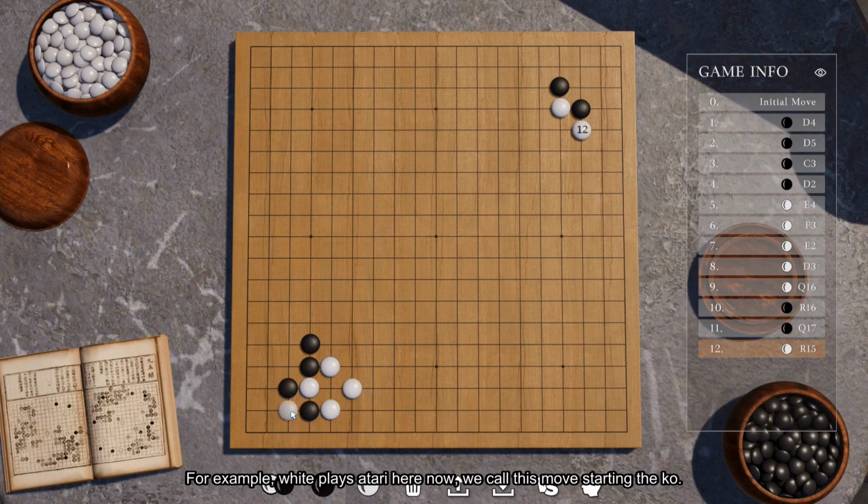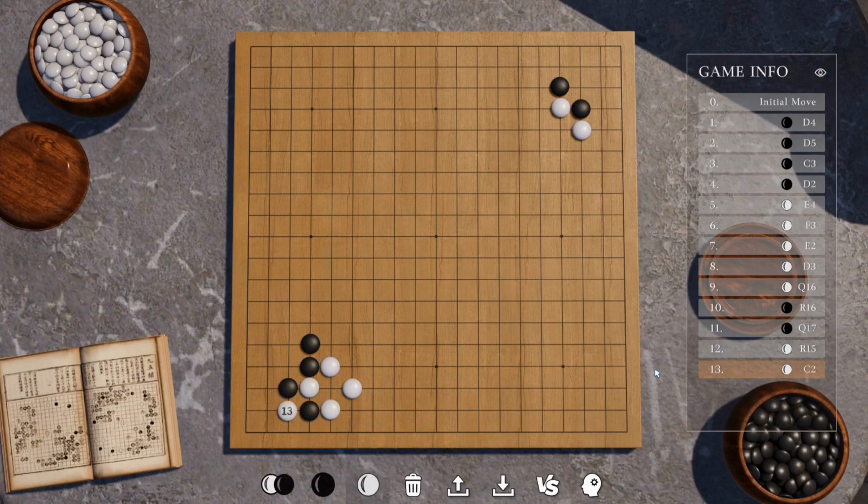For example, white plays Atari here now. We call this move starting the KO. This move by black is called capturing the KO. So this stone is now called a hot stone. White cannot recapture immediately.